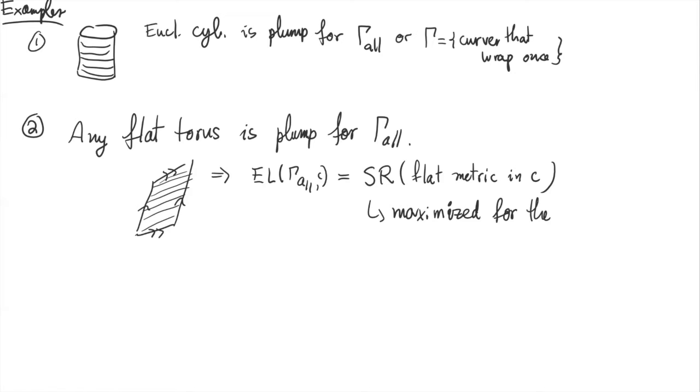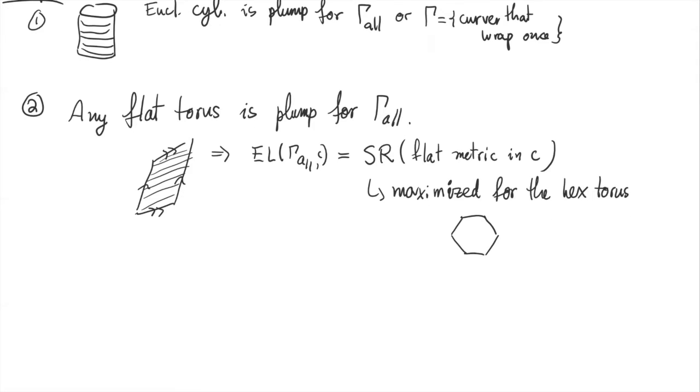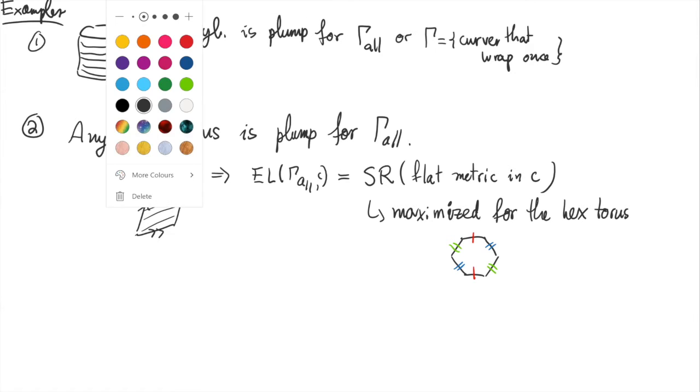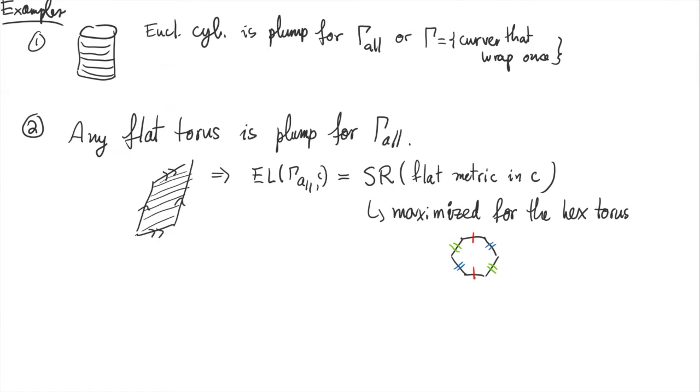Or the regular hexagonal torus. So you take a regular hexagon in the plane and then identify opposite sides together by translations. And so that gives you a very short proof of Löwner's torus inequality, saying that this is the optimizer for the systolic ratio.